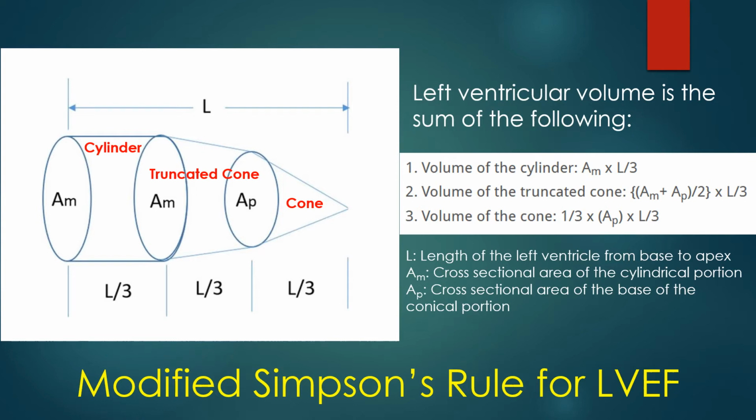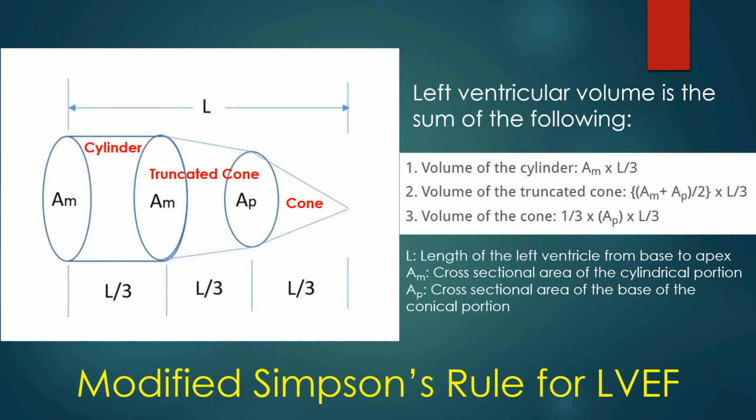In the figure, L is the length of the left ventricle from base to apex, AM is the cross-sectional area of the cylindrical portion, AP is the cross-sectional area of the base of the conical portion. Volume of the cylindrical portion is the base area of the cylindrical portion multiplied by 1/3 of the left ventricular length.